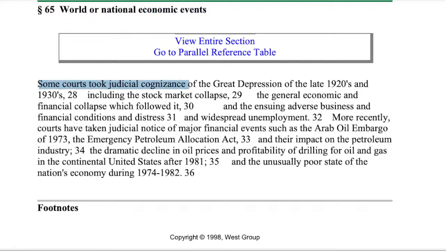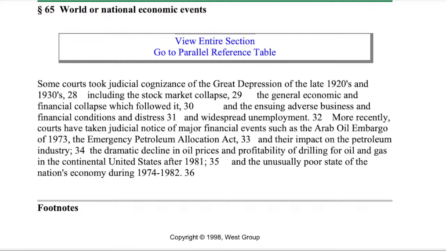Some courts took judicial cognizance of the Great Depression of the late 1920s and 1930s, including the stock market collapse, the general economic and financial collapse which followed it, and the ensuing adverse business and financial conditions and distress, and widespread unemployment. More recently, courts have taken judicial notice of major financial events, such as the Arab oil embargo of 1973, the Emergency Petroleum Allocation Act, and their impact on the petroleum industry, the dramatic decline in oil prices and profitability of drilling for oil and gas in the continental United States after 1981, and the unusually poor state of the nation's economy during 1974 to 1982.